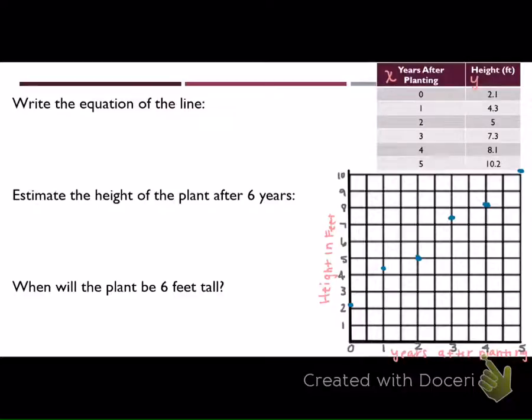All right, so go ahead and draw your line of best fit. Again, your points are going to be probably a little different than mine, but for this example, we're all going to use the same points.